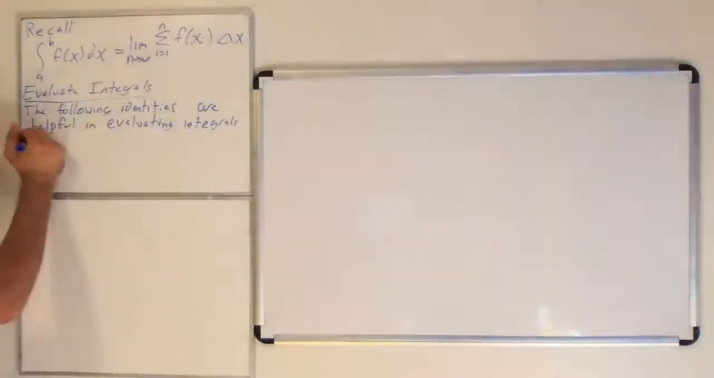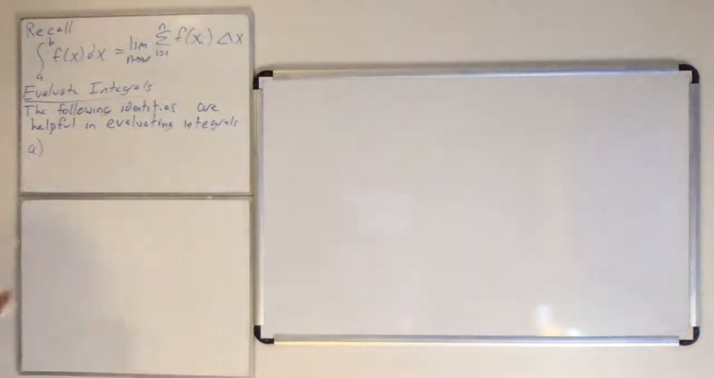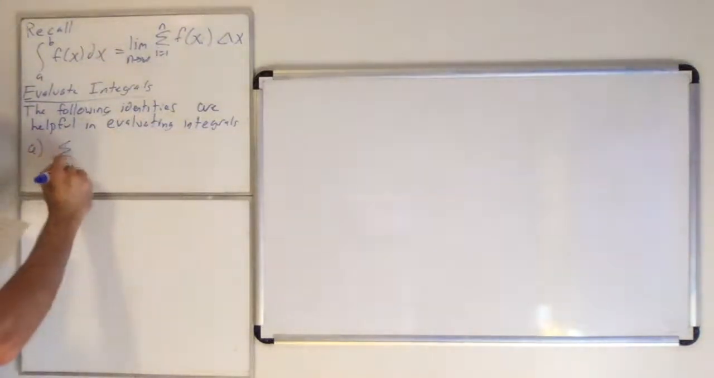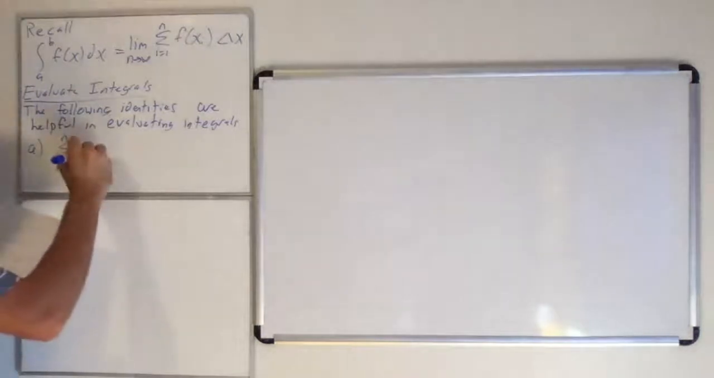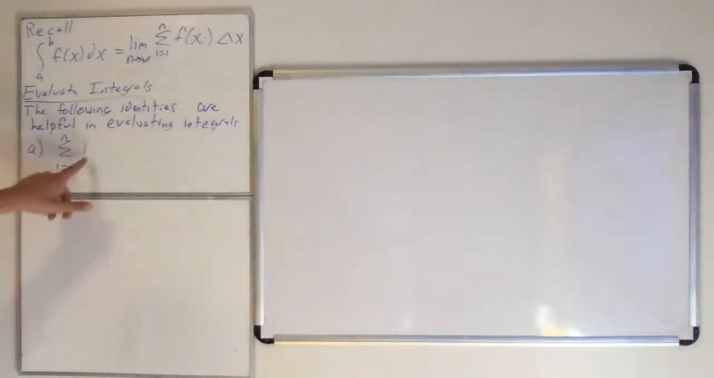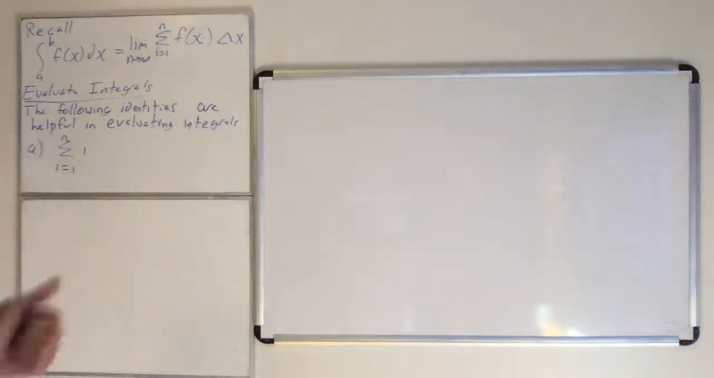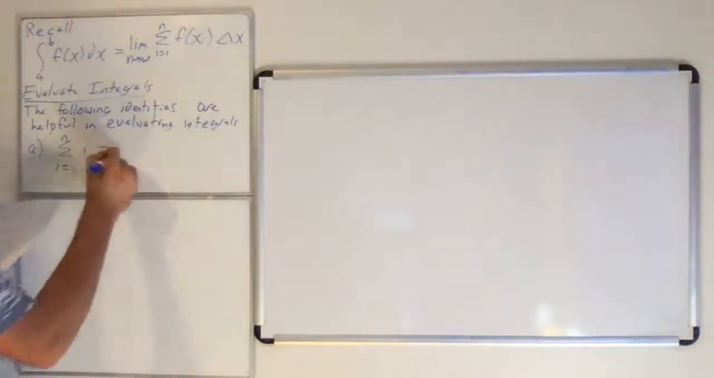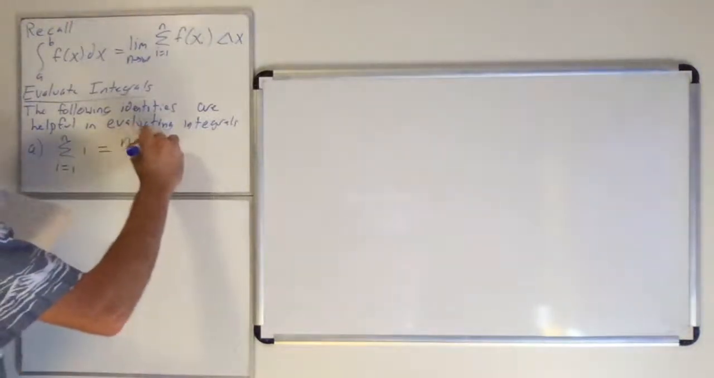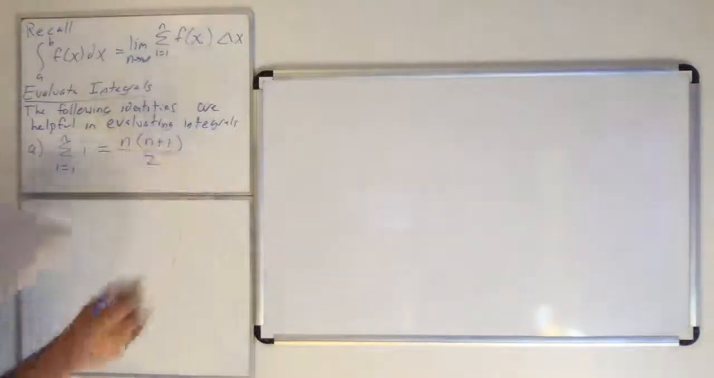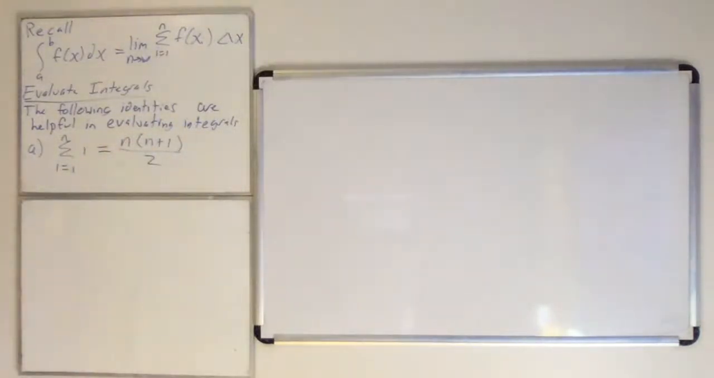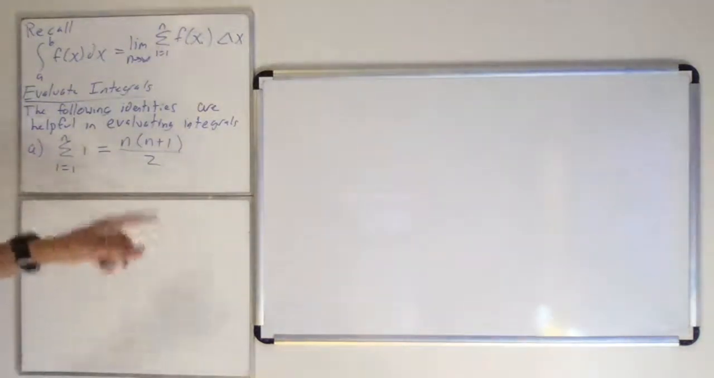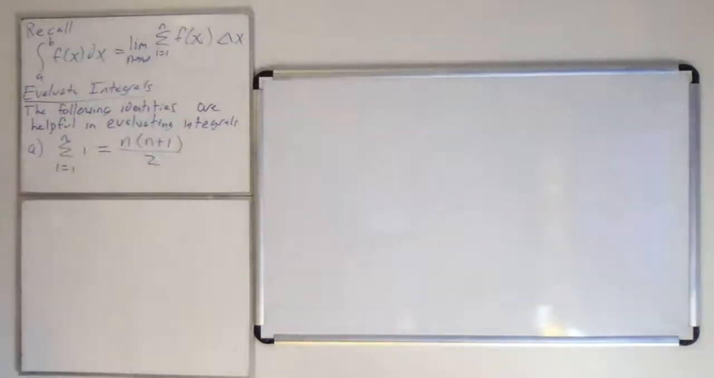Okay, so here are some identities. The first one is that the sum from i equals 1 to n of i. Okay, so if you just add up the first n integers, 1 plus 2 plus 3 plus 4, all the way up to n, that's the same thing as n times n plus 1 over 2. Okay, so if you want to add up the first 10 numbers, 1 plus 2 plus 3 all the way up to 10, that's the same thing as 10 times 11 over 2. So it's 55. It's a quick way to compute those sums.